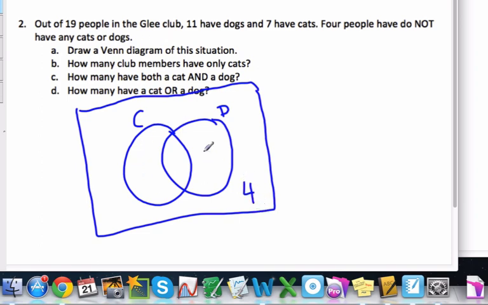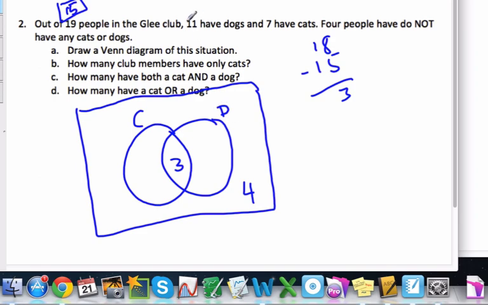And so inside here, I must have 15 left. 19 subtract 4 is 15. So 11 dogs, 7 cats. If I add those together, that's 18 people. And yet I only have 15. So that means if I subtract these, there's 3 people that have been counted twice. So that means there must be 3 in here because there's extra.